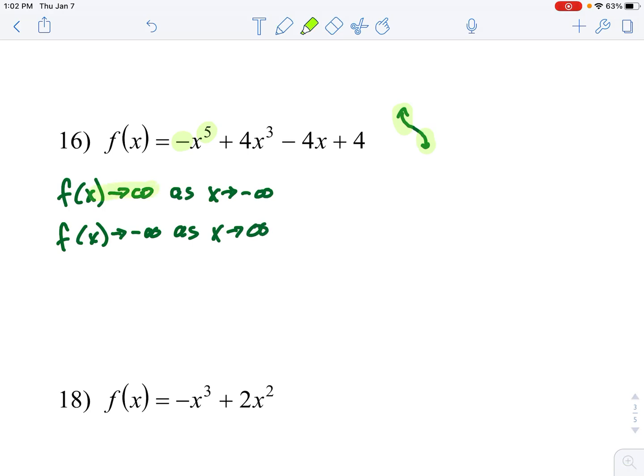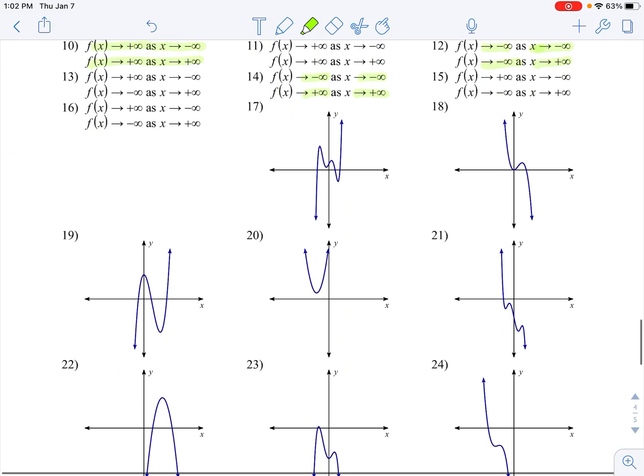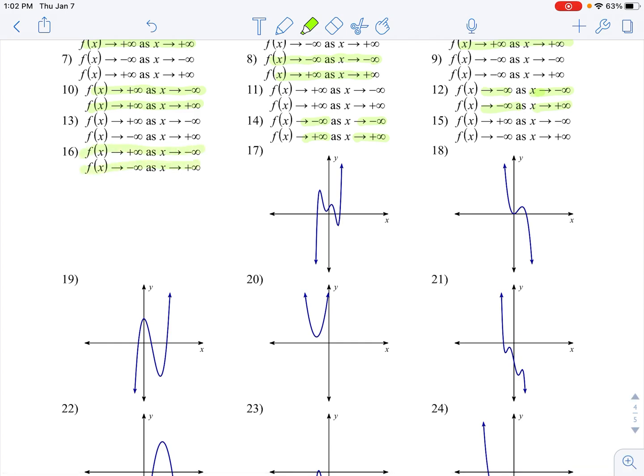So what do we have? We have up, left, down, right. Number 16, up, left, down, right. That's it.